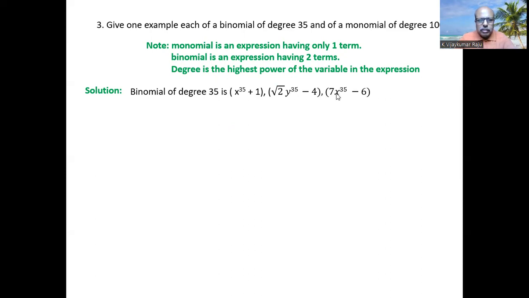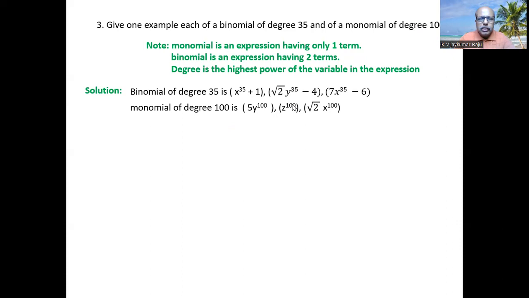It could be like this also: 7 x raised to 35 minus 6. So you can have any real number in front of x raised to 35, and they all are binomials. They have asked you for one example, and I've given you 3 here so that you have a better understanding. Next, monomial of degree 100. Only one term should be there. The monomial of degree 100 is 5y raised to 100. Only one term, and the power is 100. Because the power of the variable is 100, it's a monomial of degree 100.